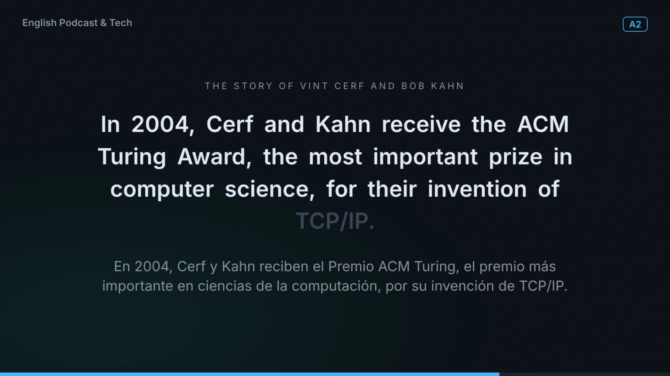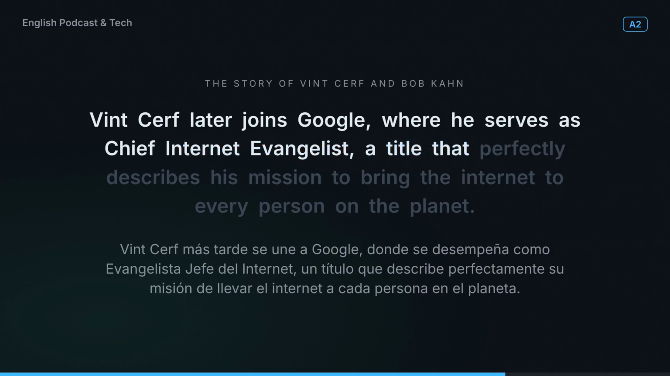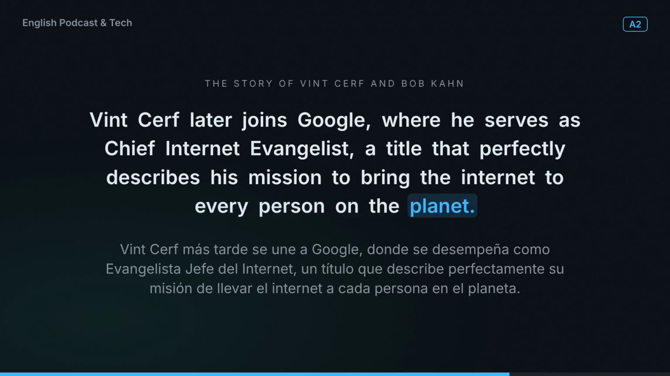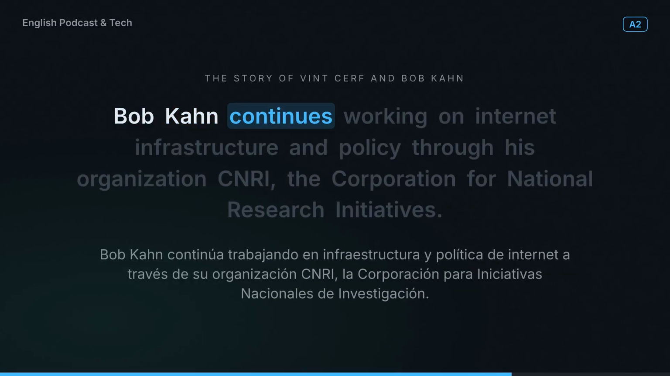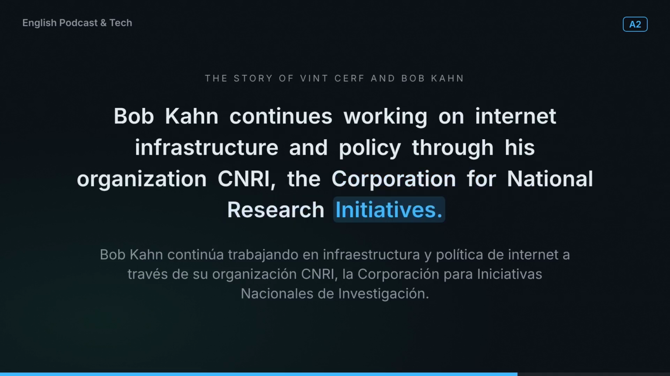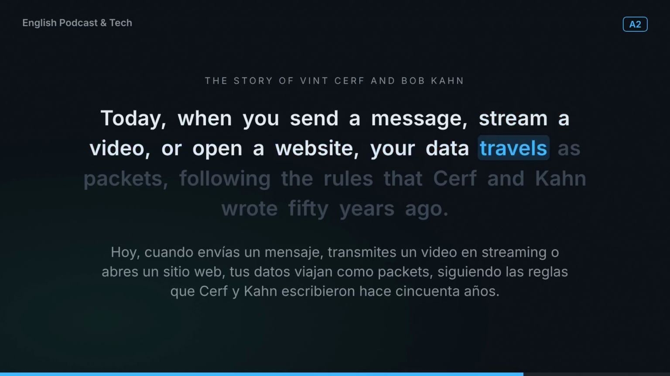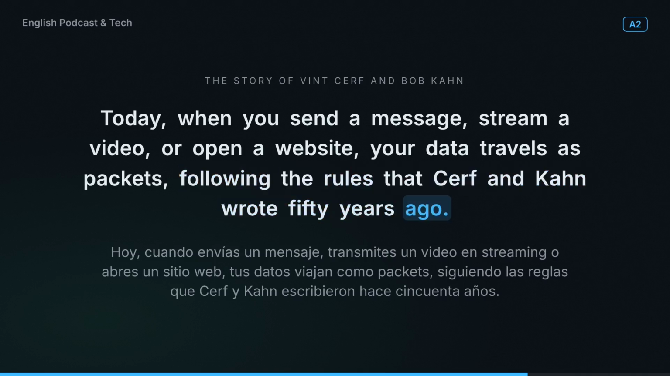invention of TCP/IP. Vint Cerf later joins Google, where he serves as Chief Internet Evangelist, a title that perfectly describes his mission to bring the Internet to every person on the planet. Kahn continues working on Internet infrastructure and policy through his organization CNRI, the Corporation for National Research Initiatives. Today, when you send a message, stream a video, or open a website, your data travels as packets, following the rules that Cerf and Kahn wrote 50 years ago.